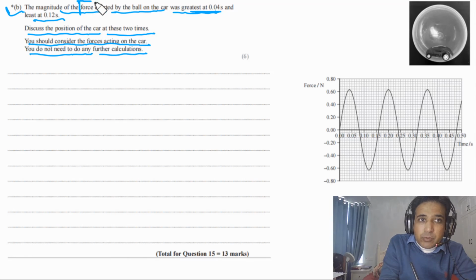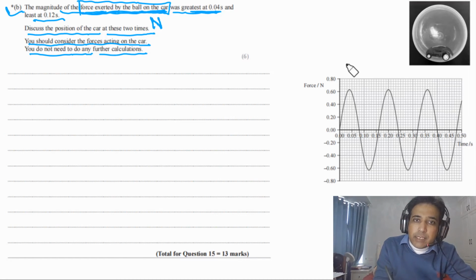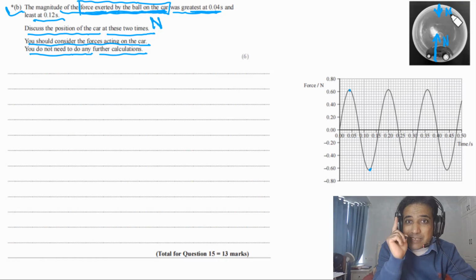So question is talking about force exerted by the ball on the car. Means question is simply talking about normal reaction force, means normal contact force. And this is telling us it is maximum at this point, means it is maximum at the bottom. We have already discussed. So this is the normal contact force. So this is maximum at this point, and this is minimum at the top, means at this point we have discussed. So this is minimum. But vertical resultant force is the same.